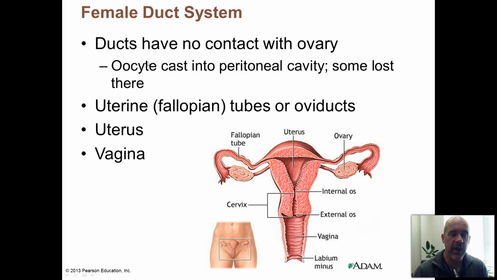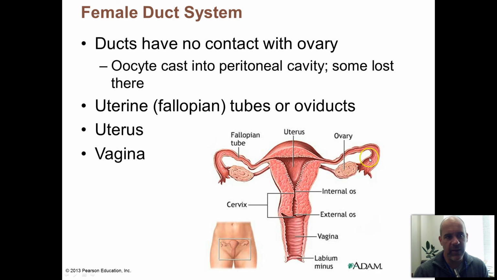The epididymis also in the male was part of the male duct system. Now, unlike in the male, the epididymis is physically connected to a testis. In the female, the fallopian tube that you see right here, or the oviduct or ovarian uterine tube, actually does not physically contact the ovary.